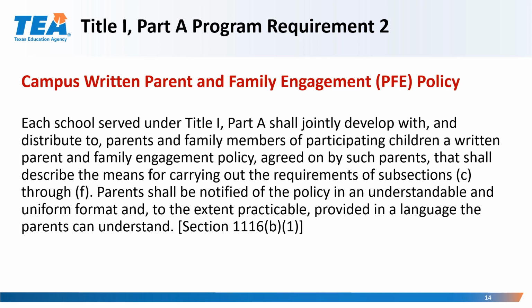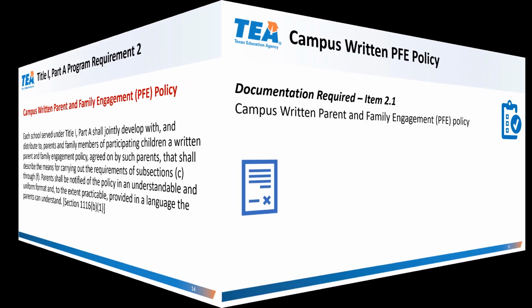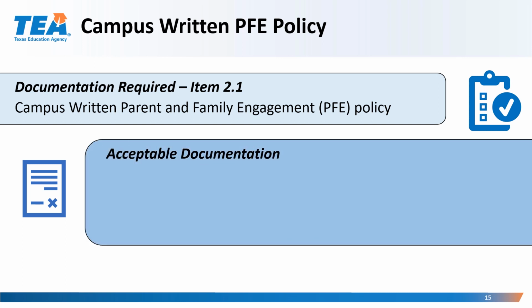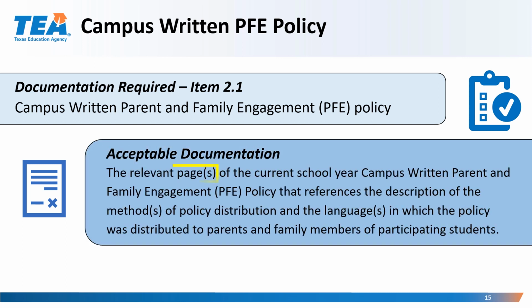The LEA will need to submit 2 items of documentation related to this requirement. The documentation required for item 2.1 is the campus written parent and family engagement policy. The LEA will need to submit the relevant pages of the current school year campus written parent and family engagement policy that references the description of the methods of policy distribution and the languages in which the policy was distributed to parents and family members of participating students.